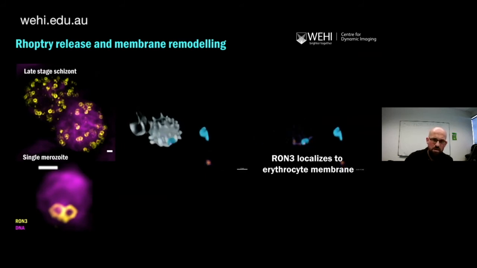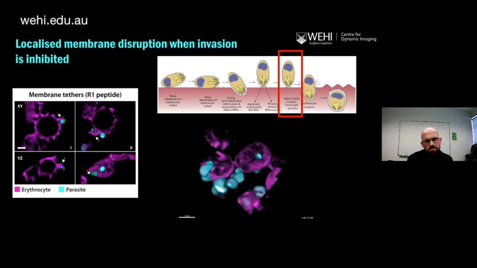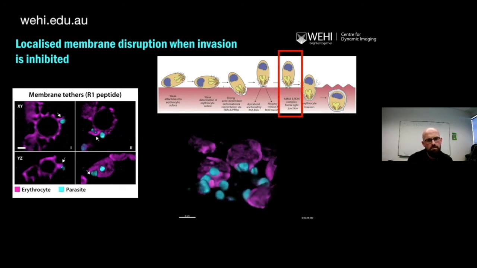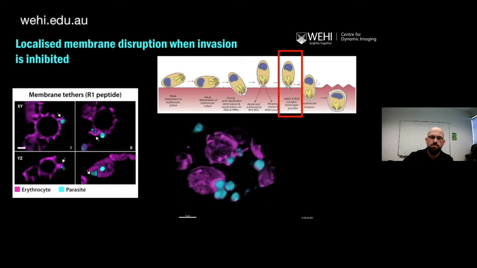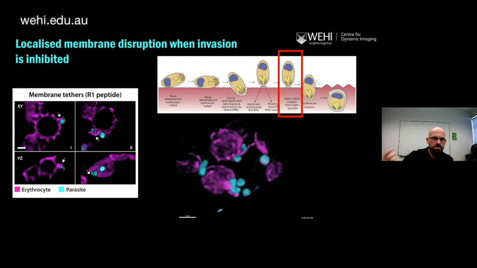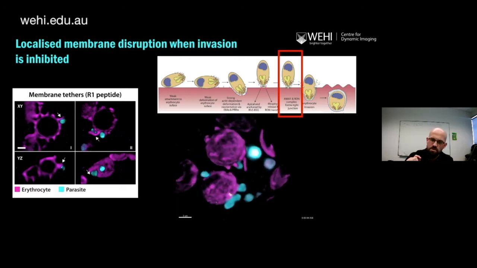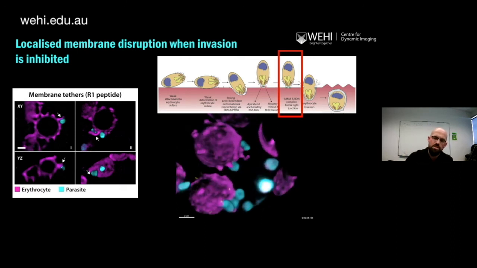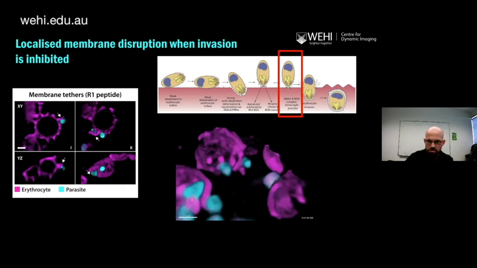In addition to this, we saw these incredibly striking membrane structures when we inhibited the process. When we inhibited with R1 peptide, we saw these huge membrane tethers pulling back off the erythrocyte. With the erythrocyte being the only thing we've labeled here, we think this is a result of a release of some lipid content from the parasite to the host cell, buckling, inducing echinocytosis, but also forming these large tethers.